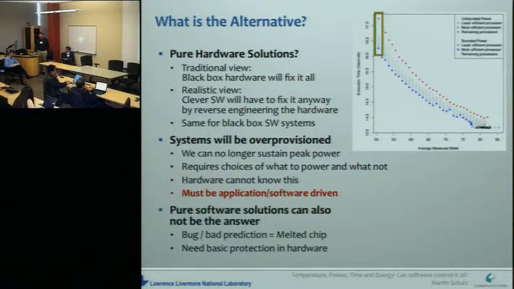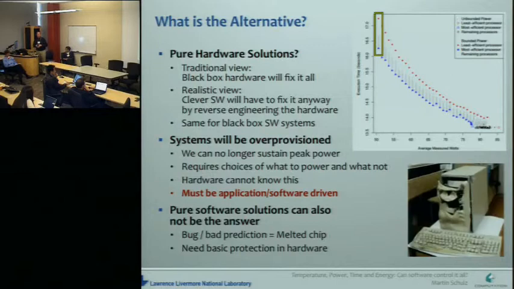On the other hand, the pure software solutions won't work either, in my opinion. We all write bug-free software, of course, but in case someone else checks a bug into our repository, we don't want this to happen. If someone else does something wrong, we don't have a protection in there, we don't want to burn out the chips. So we need some basic protection, at least in hardware. So assuming we have these basic protections in place, now we let this be driven by the application.